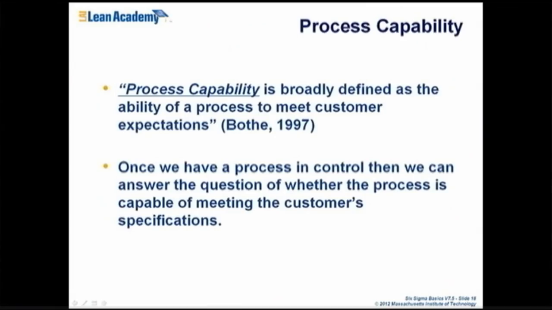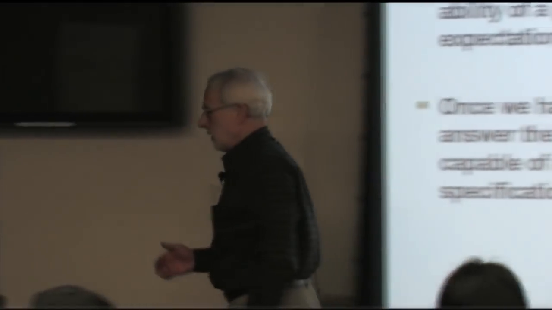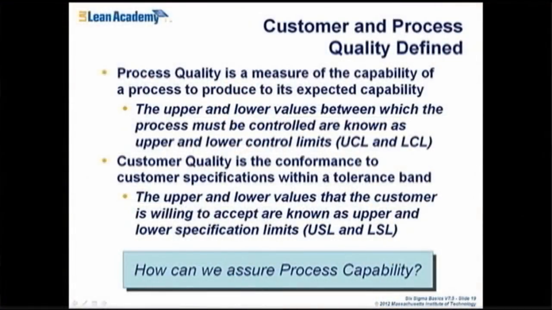Okay, so now our last topic, this is process capability. Process capability is defined as the ability of a process to meet the customer expectations. And what we have here is we know what the capability is, but we don't know whether it meets the customer expectations. And to get the customer expectations on there, we have to find out what they want. The customer determined limits, the spec limits, are essentially what the customer wants, the upper and lower values between which a process must be controlled. That's what the customer wants.